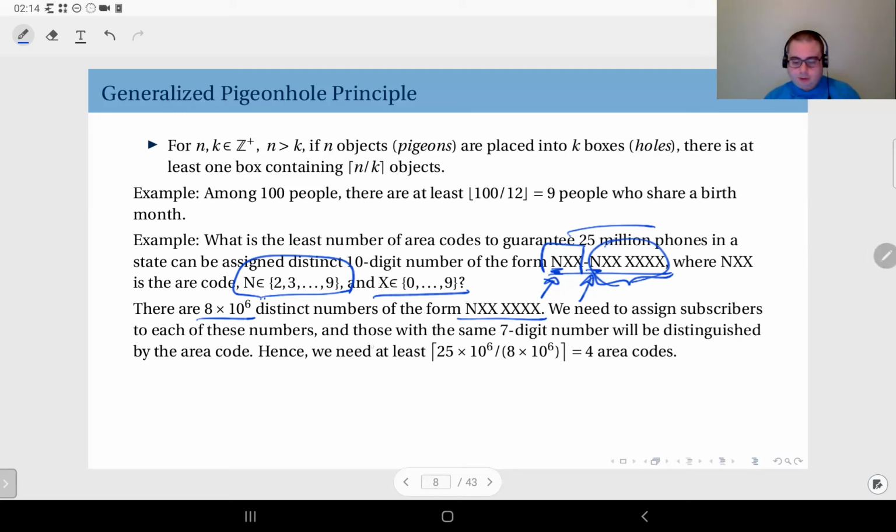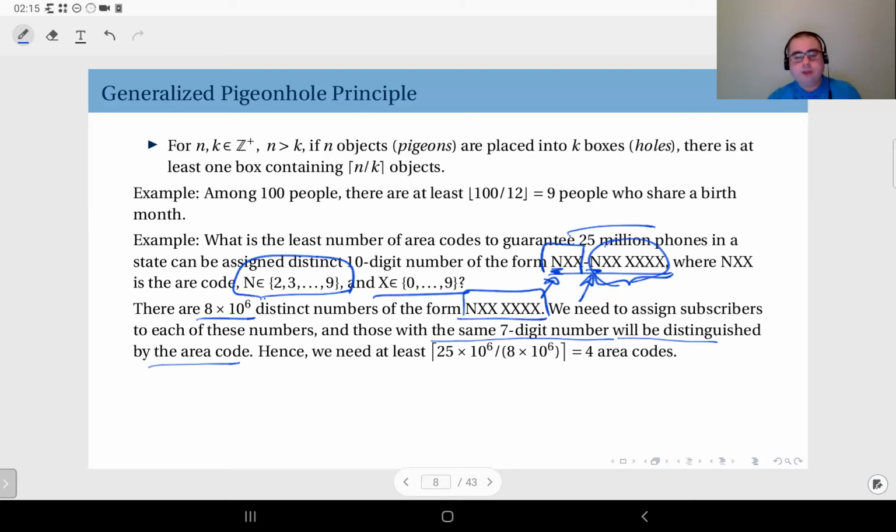Those with the same 7-digit number will be distinguished by the area code. That is the idea. Some people will ultimately share their 7-digit phone numbers, but since we assign them different area codes, hopefully they are going to be distinguished by those.